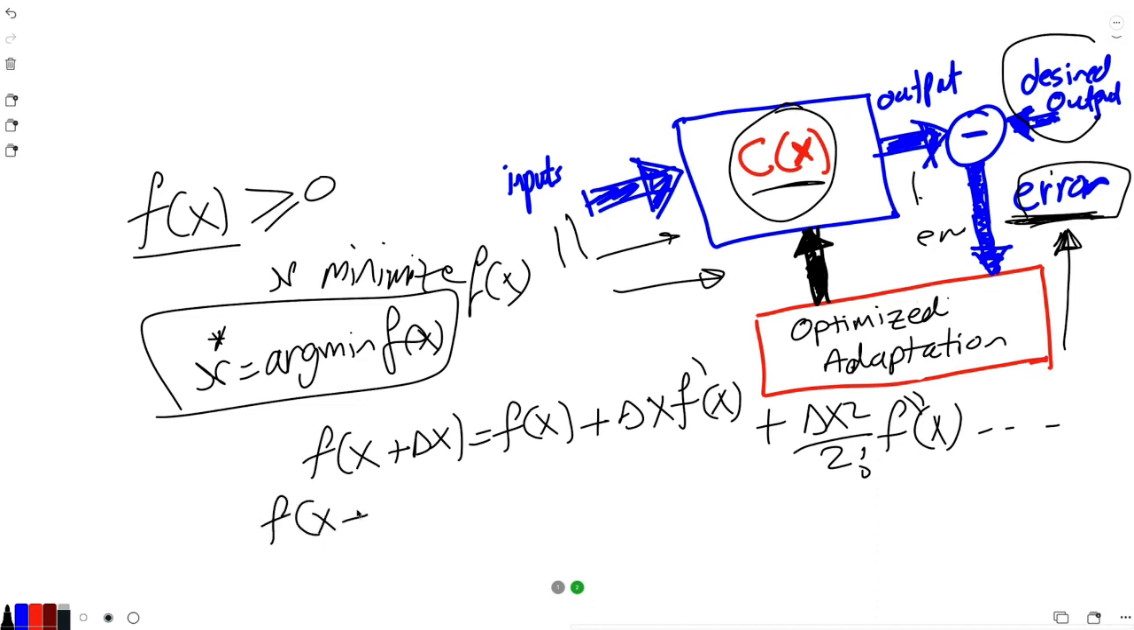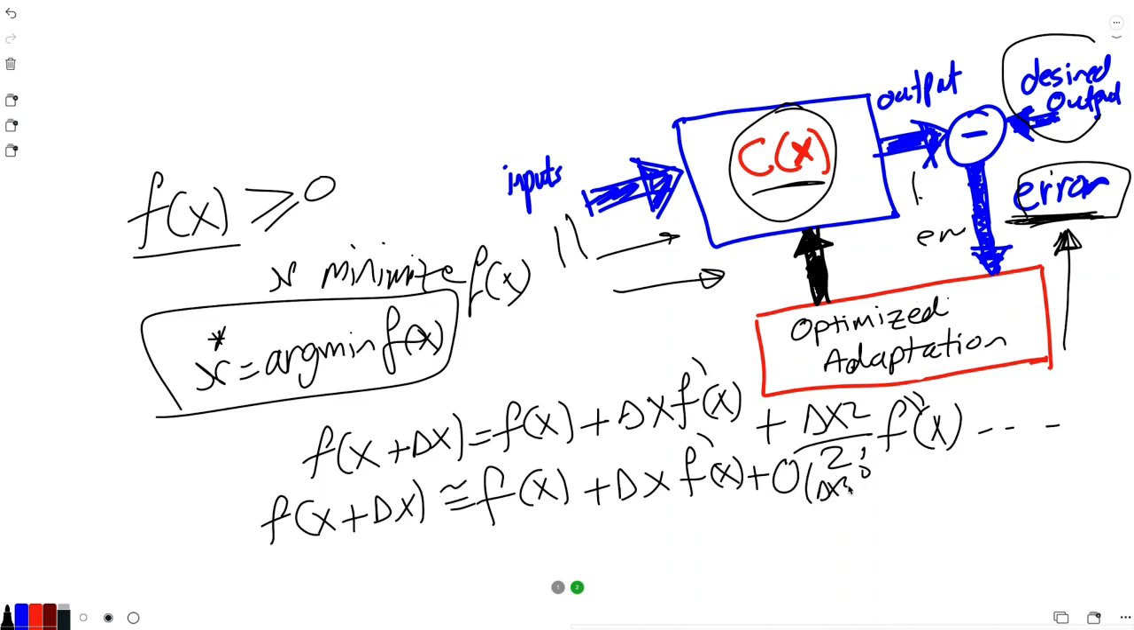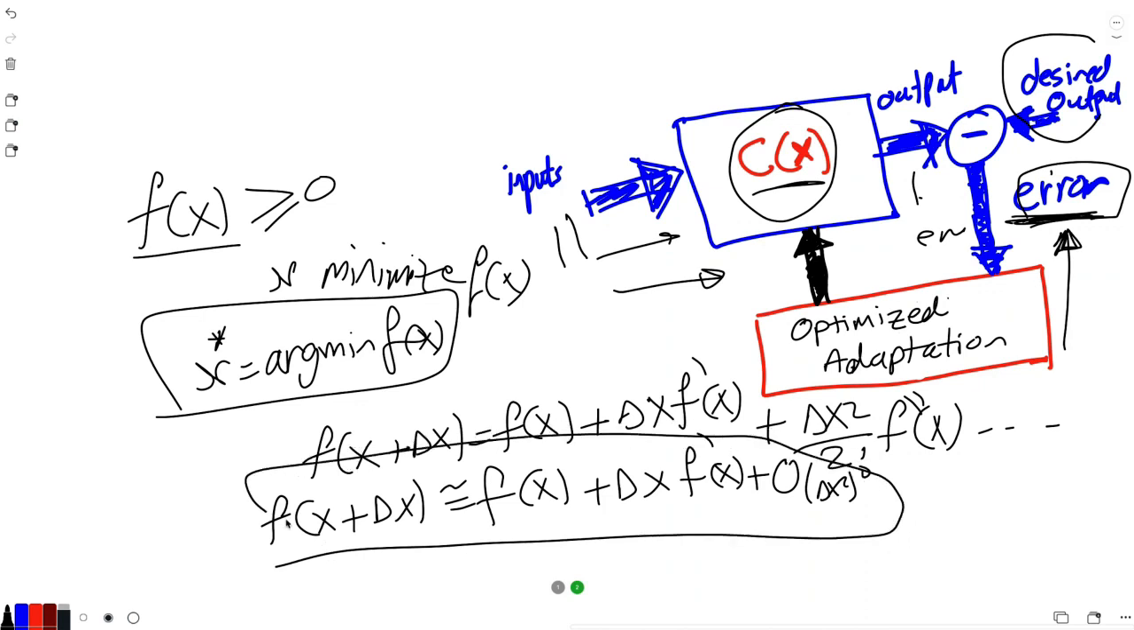So f of x plus delta x is approximately f of x plus delta x times f dash of x, plus some terms, and this will be the error. Now we have an approximation, and the error is of the order of delta x squared. So we can approximate the expansion with this equation, where we have f of x plus delta x times f dash of x.